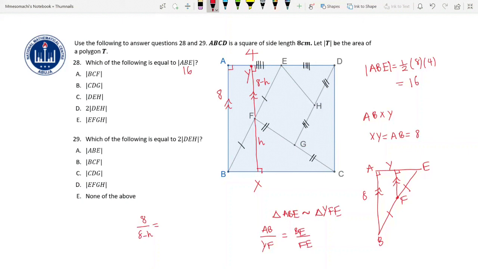BE over FE. We can see that BE is twice FE from the question because F is the midpoint. BF is equal to FE. So this is just 2. So we can quickly solve this. Just cross multiply. So we have 16 minus 2H, and so we have H equals 4.